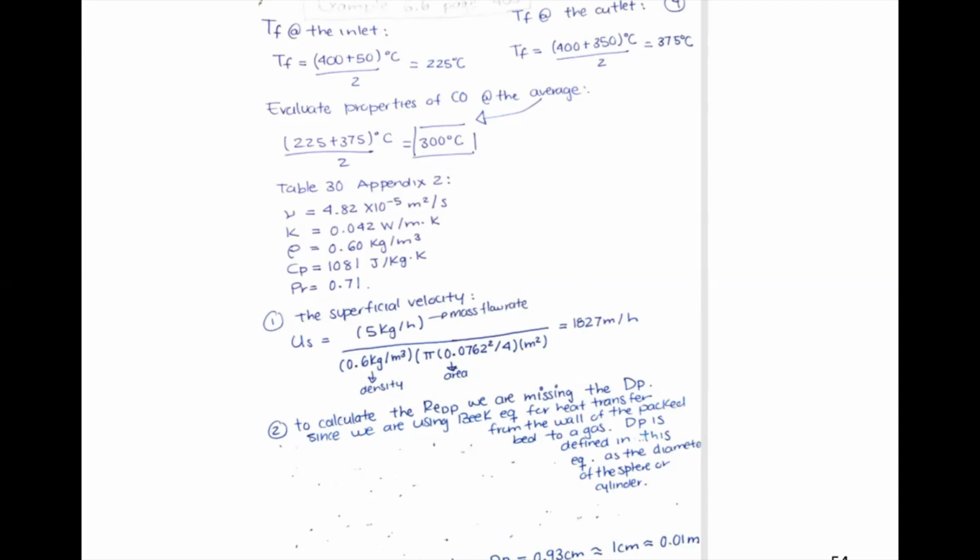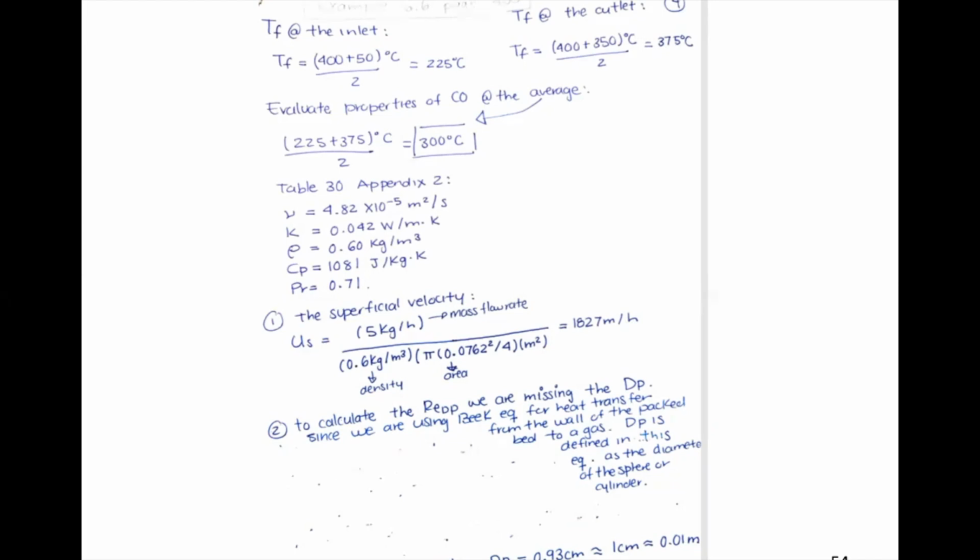The superficial velocity is going to be the mass flow rate divided by the density multiplied by the area. So that gives me 18.27 meters per hour. This equation, the superficial velocity, we have it there on the top of the previous slide or in your textbook. It is nothing more than mass flow rate divided by density and multiplied by the area.